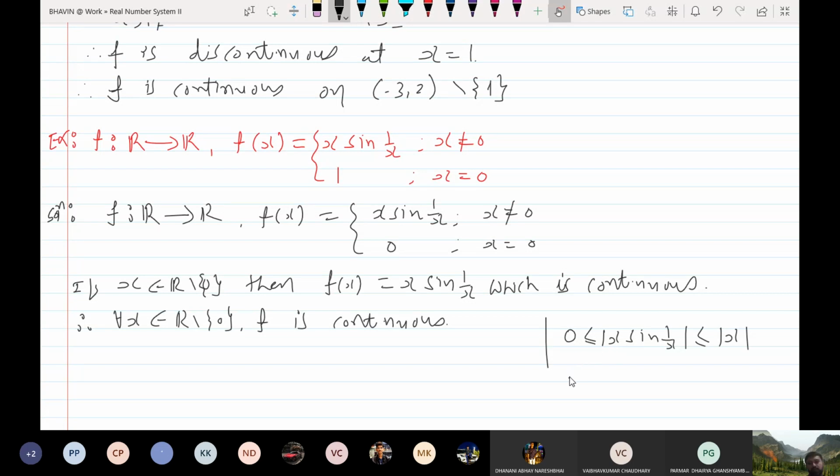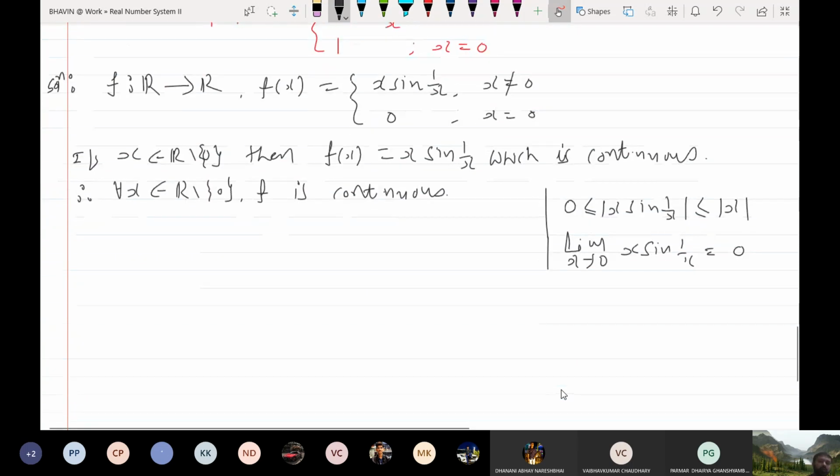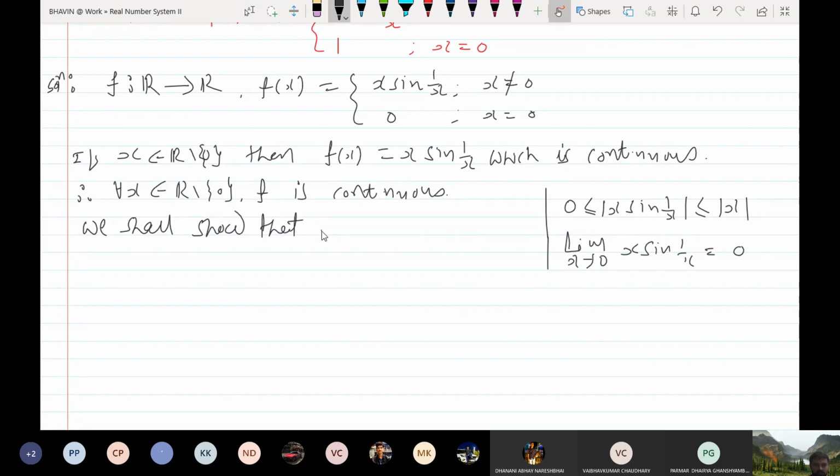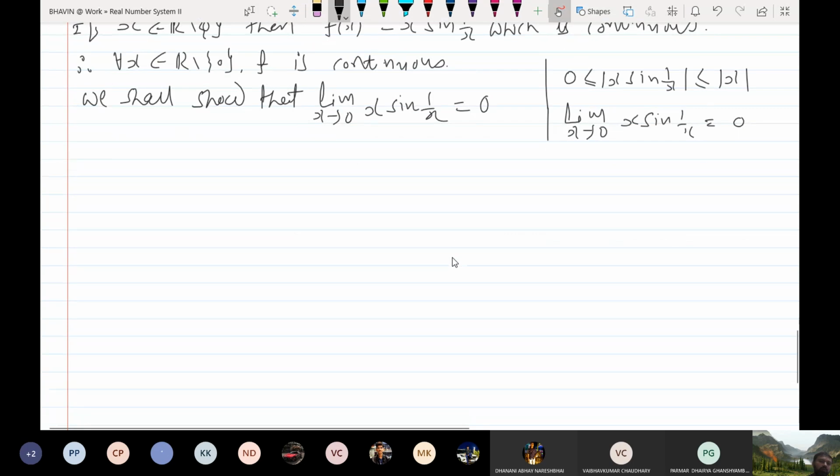If you take limit x tends to 0, then according to the Sandwich theorem, what is the limit of x sine 1 upon x? This becomes 0. Clear? So we shall show that limit x tends to 0, x sine 1 upon x equal to 0. Now in order to prove this limit is 0, from where should I begin?